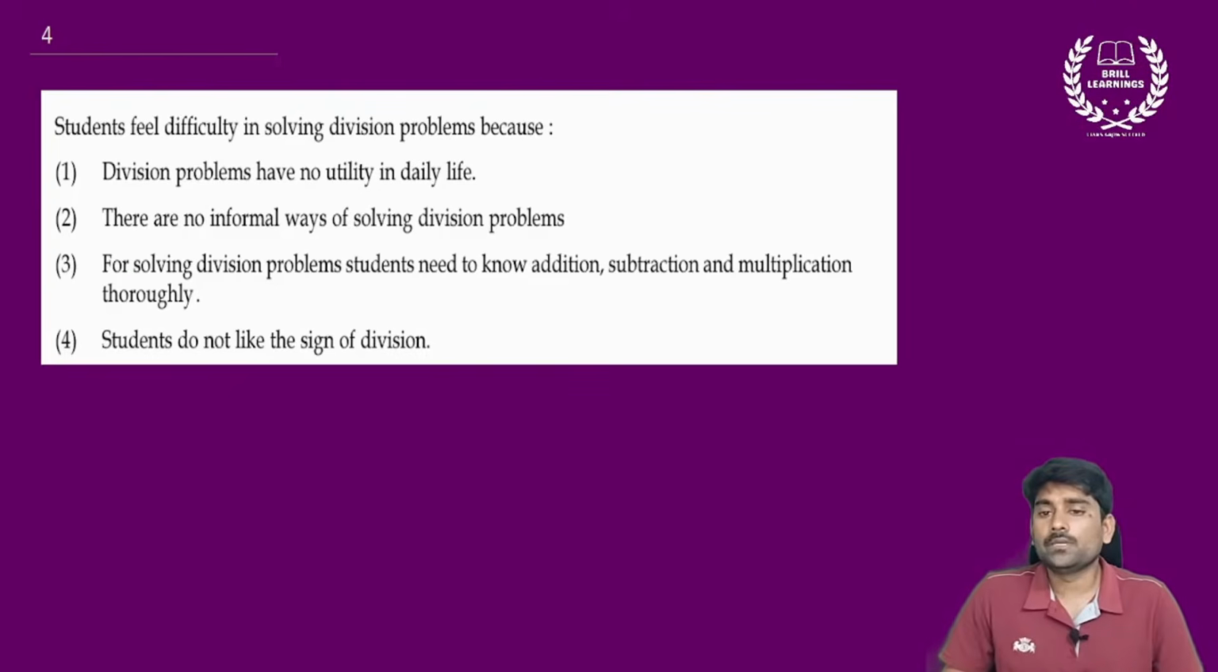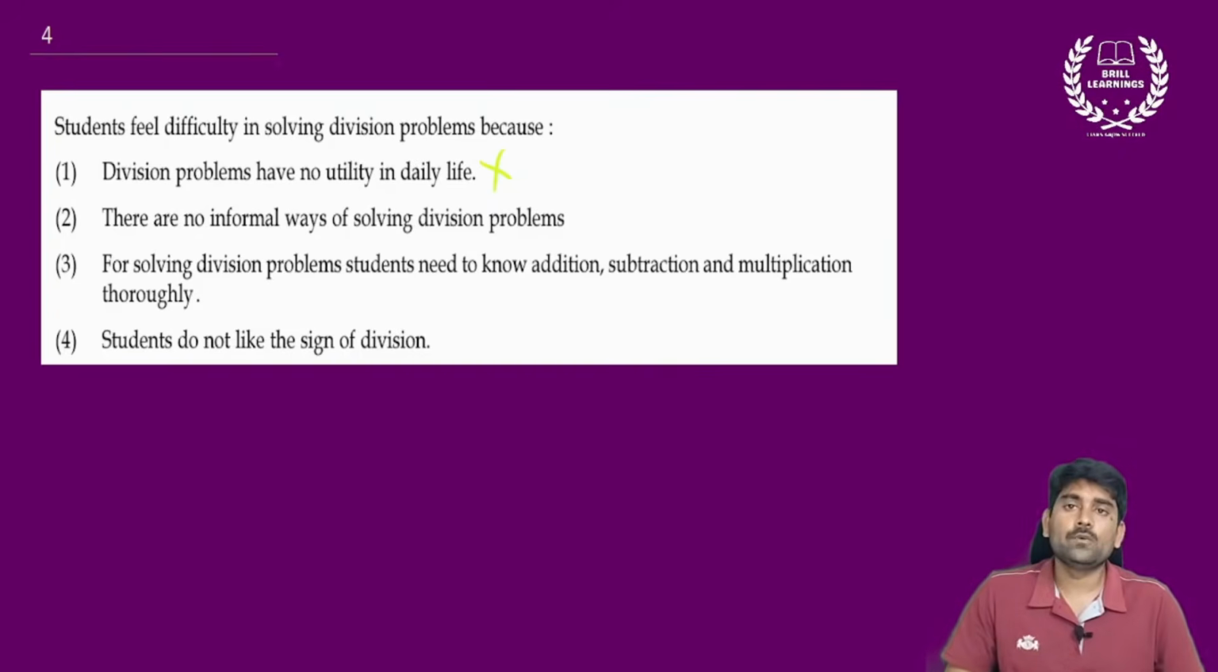It's a wrong statement, because if I have 10 mangoes with me and I want to share those 10 mangoes among 5 students, I'll divide those 10 mangoes by 5, and each one will get 2 mangoes. That is why these division problems have utility in daily life. The second one: there are no informal ways of solving this division problem.